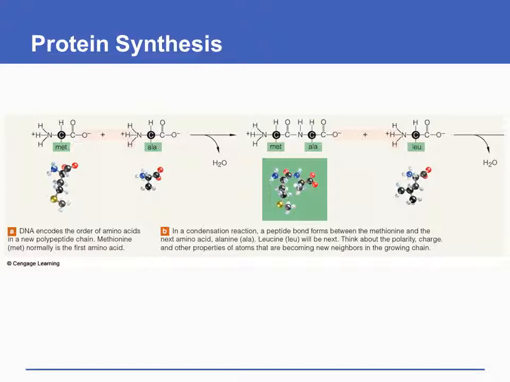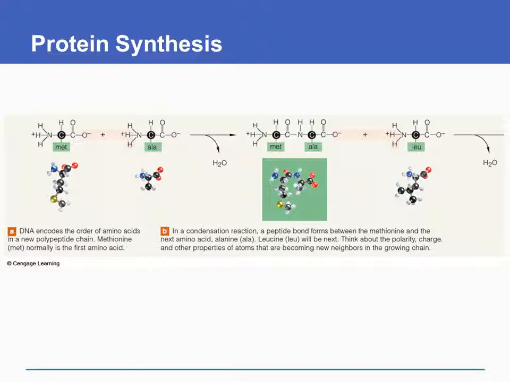Here's an example of two amino acids being combined into a protein, a process called protein synthesis. So MET stands for methionine, and it's being combined with ALA for alanine, and together they are forming what's called a dipeptide, di meaning two, peptide meaning protein. So you'll see the term protein or polypeptide being used.